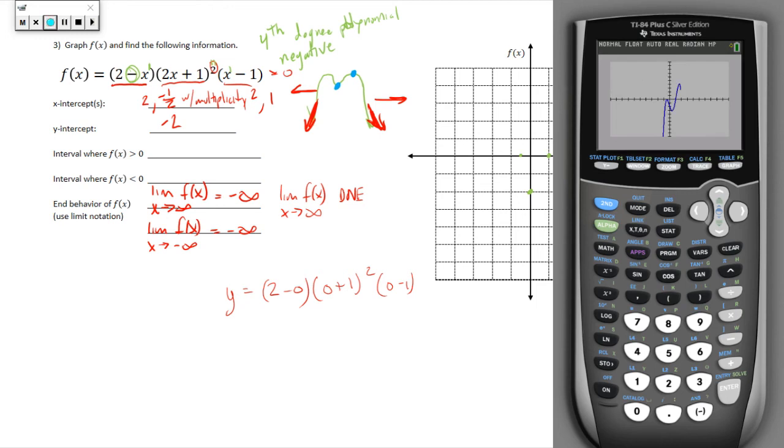there's your polynomial. So what we want to find here are the coordinates of that little bottom point, the local minimum, and the coordinates of that local maximum. So let's find the minimum first. Second, calculate, go down to minimum, and this is to the left of it, this is to the right of it, and that's the middle.